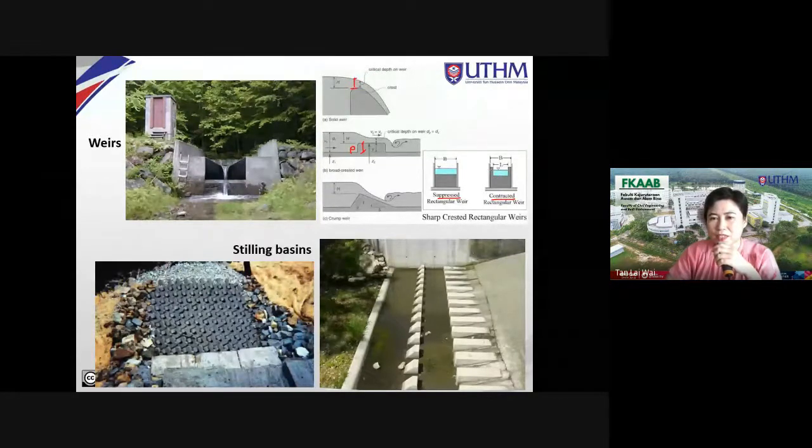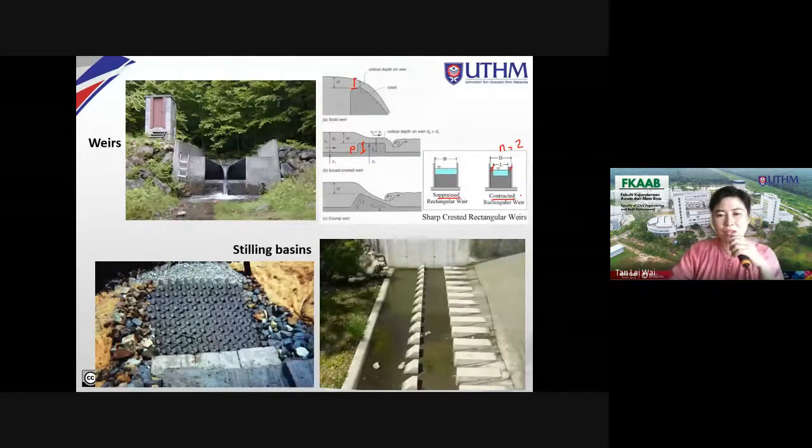For example, here you have both sides being contracted. Sometimes only one side is being contracted. In this case, it is contracted on both sides. Here, no contraction, right? So it's a prism. Here, n is equal to 2, because it's contracted on left and right. If it's one side, then n equals 1. We are going to learn about that in the topic of weir.